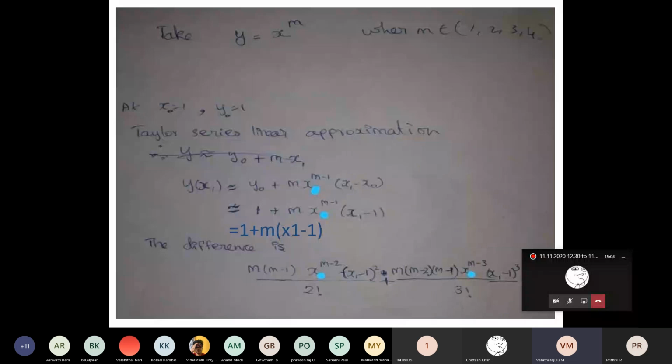Now we can see, when we substitute x naught equal to 1, the formula will become 1 plus m into x1 minus 1.